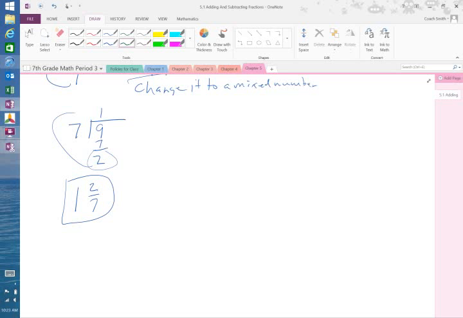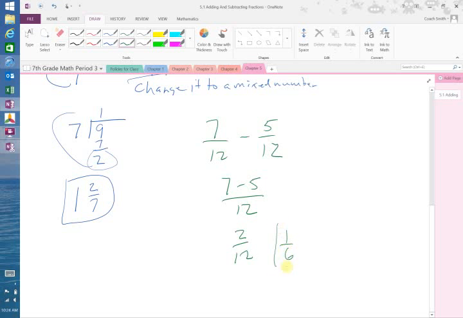Let's see here. 7/12 minus 5/12. That's just 7 minus 5 over 12. And what is 7 minus 5? 2 over 12. 2 over 12 will reduce. What will it reduce to? 1 over 6. Now, how we reduce that, make sure everybody understands, we simply divide it by 2 over 2. 2 into that, 2 into that. And that's where we got the 1/6.